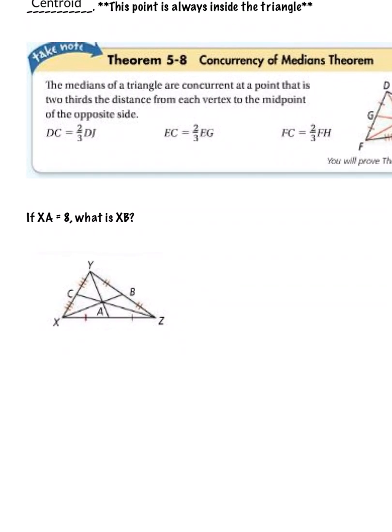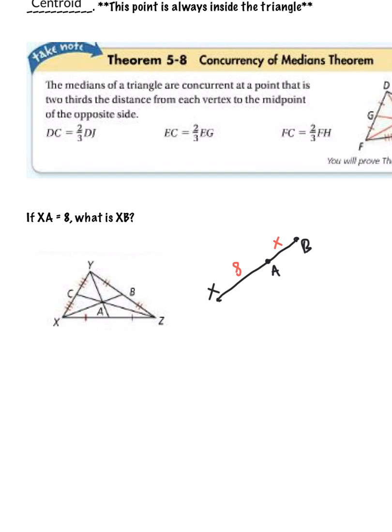It says if x to a is 8. So I'm going to just redraw this, so we'll say my centroid's right about here. So there's x, there's a, there's b. I'm taking this line here, and I'm going to redraw it to give myself a little bit more space. So they said x to a is 8. So from here to here is 8. I want to find out what x to b is.